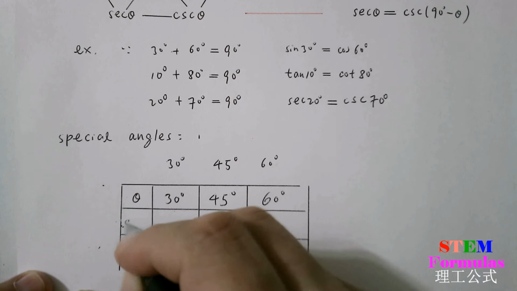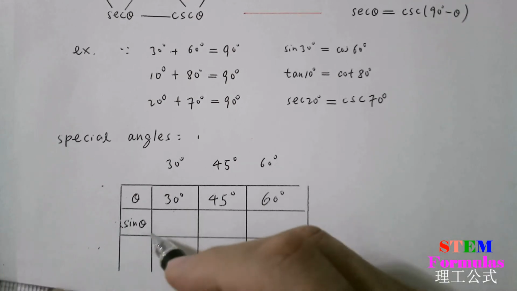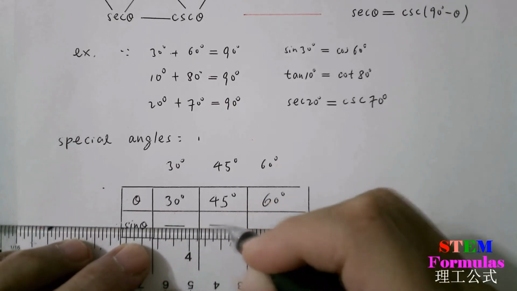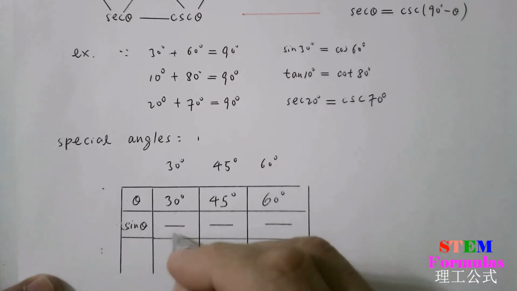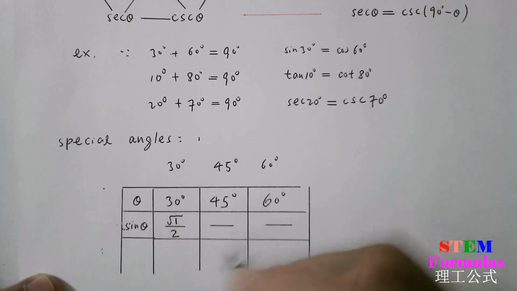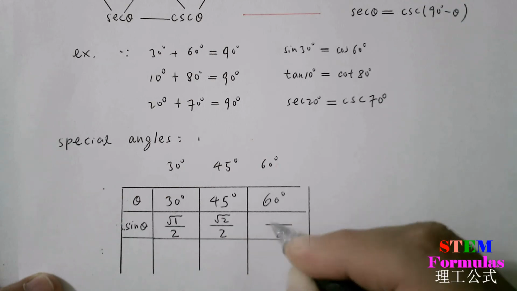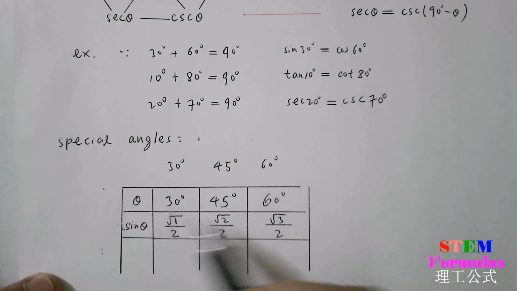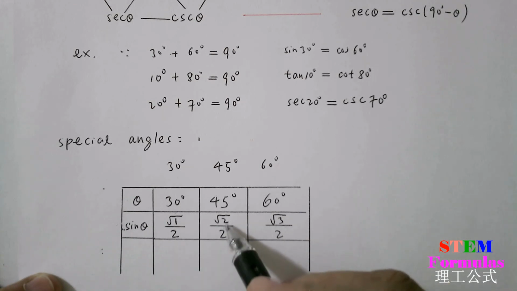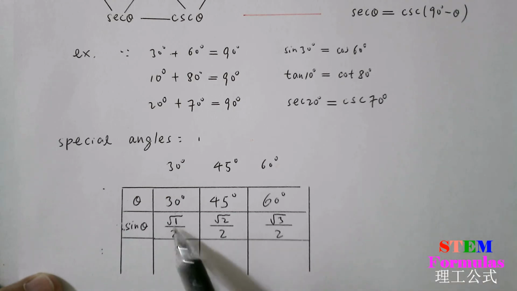Now, sine theta. For 30 degrees, we write down the formula as this. Bottom 2, on top square root 1, square root 2, square root 3. So 30, 45, 60: square root 1 over 2, square root 2 over 2, square root 3 over 2. So 1, 2, 3.